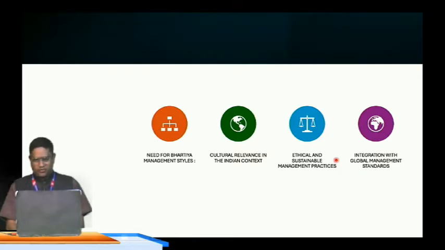Interaction with the global management standards. So as these theories come up to the global standards, we would be trying to be on par with the global standards. The style of Indian management would be something different and would be meeting the global standards.